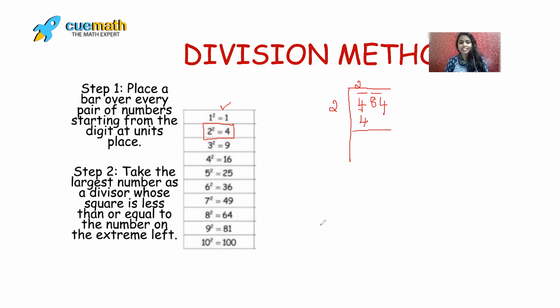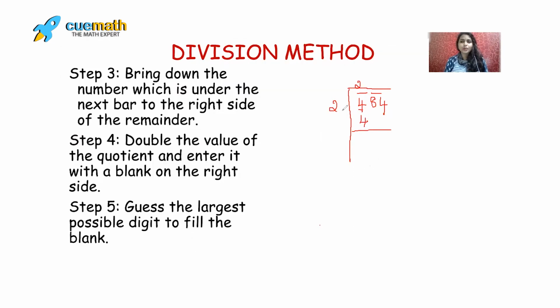Okay. Now let's continue with the next step. Then we would subtract this. 4 minus 4 would give me 0, and just bring this down now, 84. So look at this. Third step is bring down the number which is under the next bar to the right side of the remainder. And step 4, what does step 4 tell us?